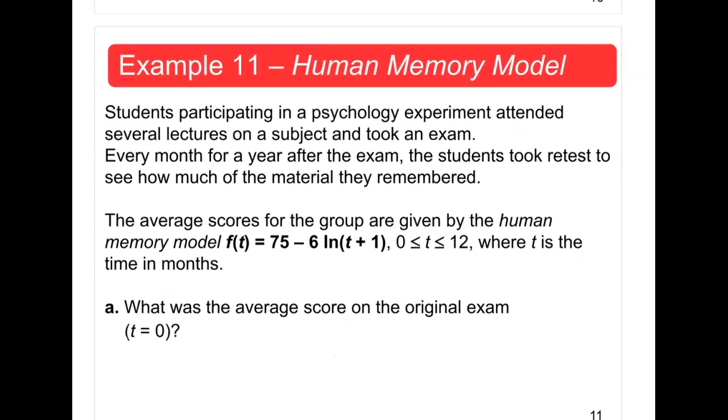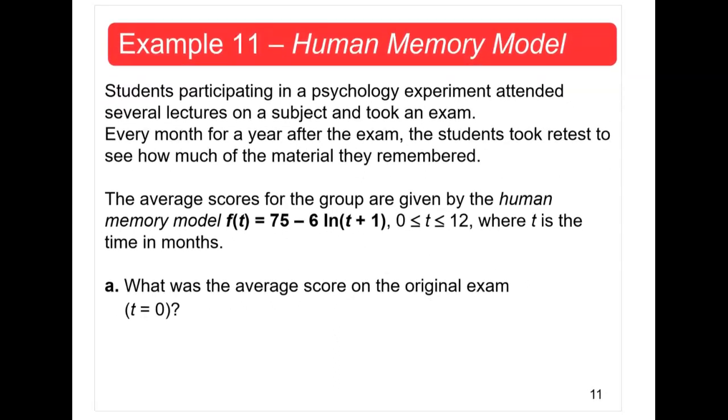And here we have an example of a logarithmic function that is used to model the human memory model. It says students participating in a psychology experiment attended several lectures on a subject and took an exam. Every month for a year after the exam, the students took retests to see how much of the material they remembered. The average scores for the group are given by the human memory model, and we have that listed here.